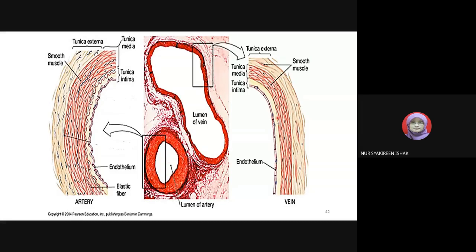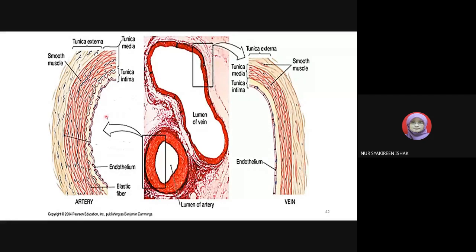So ini kalau drawing dia lah, kan? So kalau drawing dia, dia ada tiga layers: tunica externa or tunica adventitia, the outer one of the blood vessels, okay, elastic, and also it consists of connective tissues; tunica media, smooth muscles; and also tunica intima here, which is composed of endothelium layer, okay, endothelium. Ini yang warna kuning ni adalah basal lamina. Okay, same goes to this one.